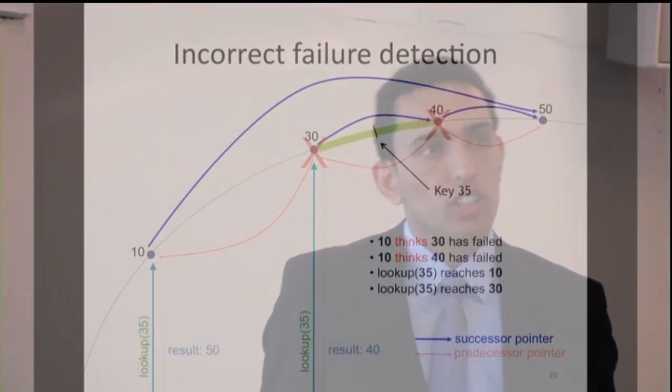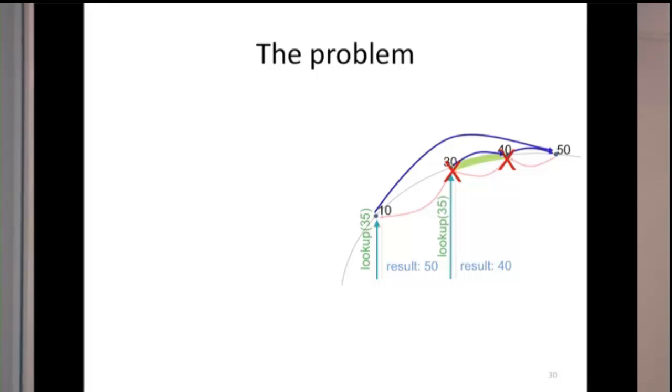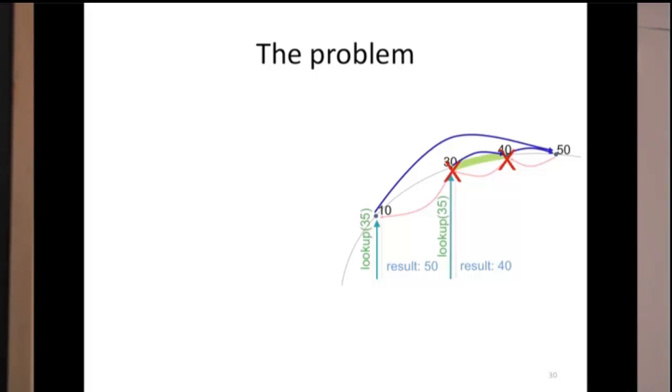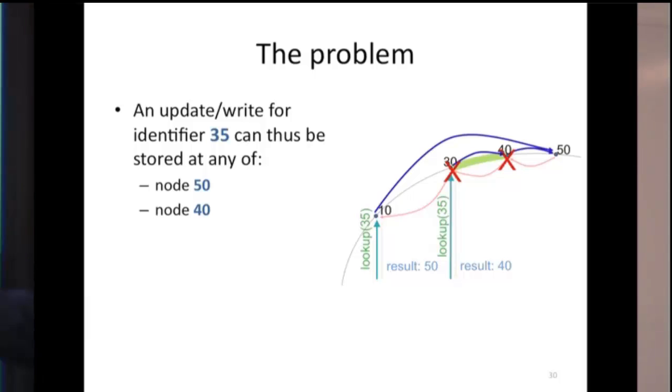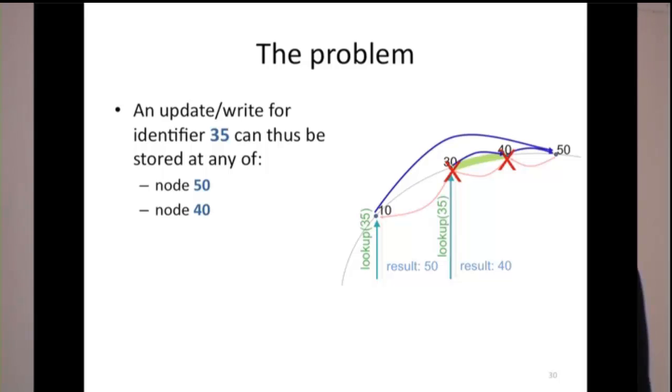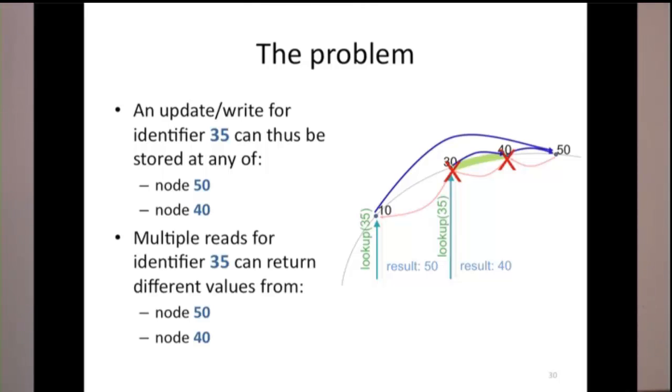And this can lead to inconsistencies at the data level, because if you want to do writes and reads on top of this overlay, when you do a write, your write might be stored at 50 or 40, depending on how your lookup is resolved. Then your next read might go to the wrong node and read an older value from there, and then you violate consistency, basically.